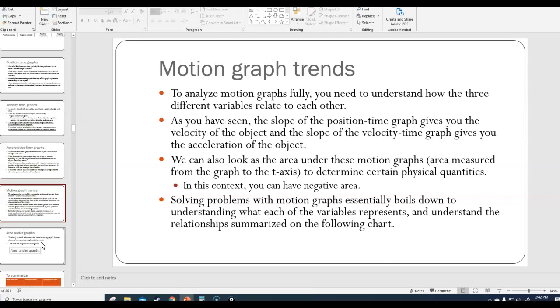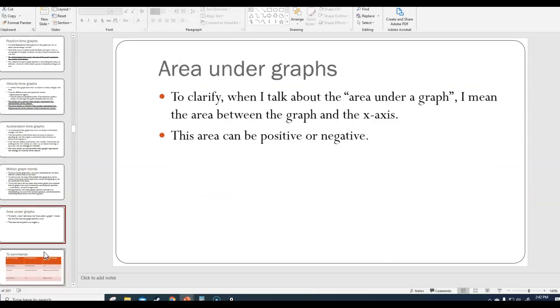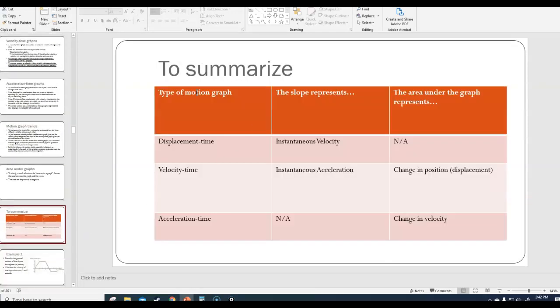Okay, so most of this I've already talked about. This chart right here just kind of summarizes the different parts of the graph that you need to be looking at. So for a displacement time graph, the slope represents the instantaneous velocity. When I say instantaneous, I just mean at that instant in time.